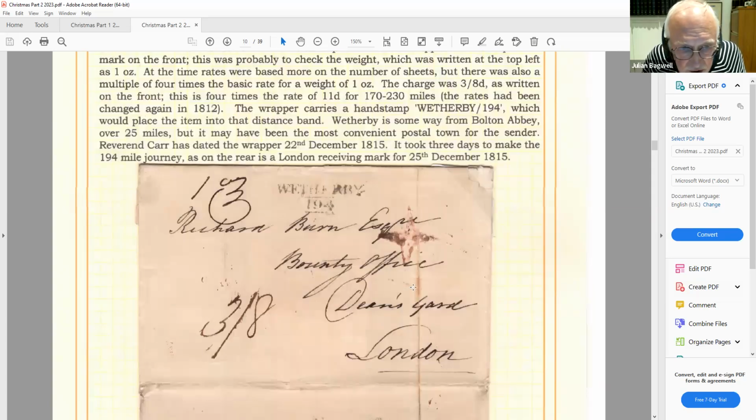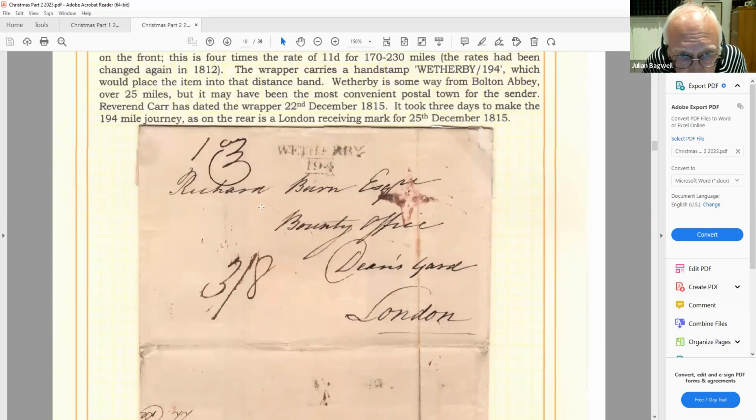Another early one. This is an interesting one. This went from Wetherby, and there's a 1 ounce mark there. And you can see here this inspector's mark. And I think what happened was that this was weighed and it was decided it was 1 ounce. Because it went for 3 and 8p, which was a lot of money in those days.